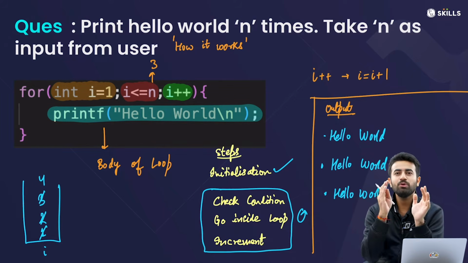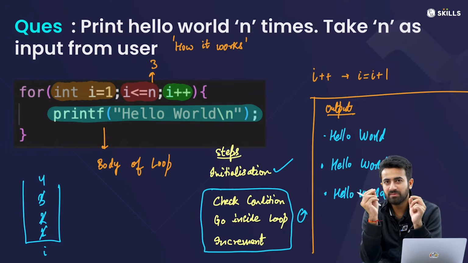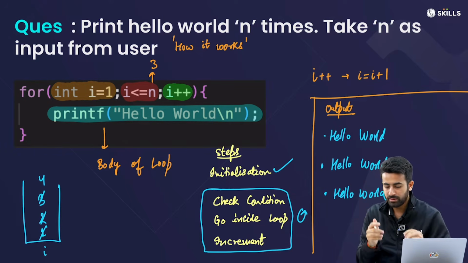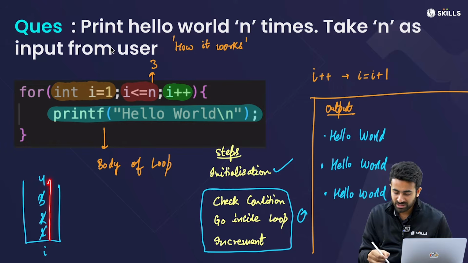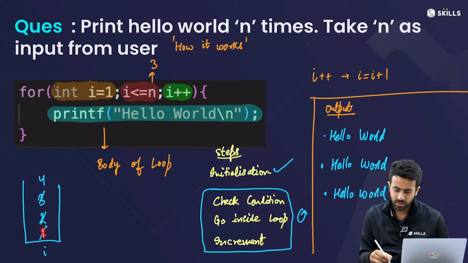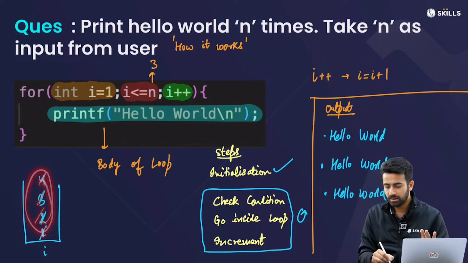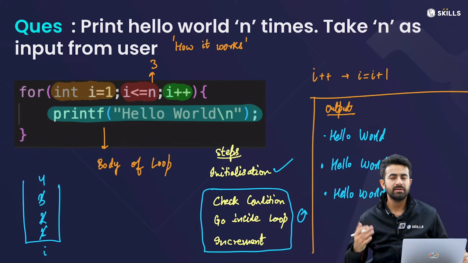Basically, the loop runs as many times as the value of i changes. Like i was 1, how many times did it change? 1, 2, 3. So it changed 3 times, and in general 3 times this is printed. Right, so this is how the for loop works.